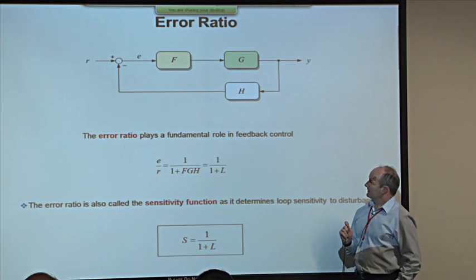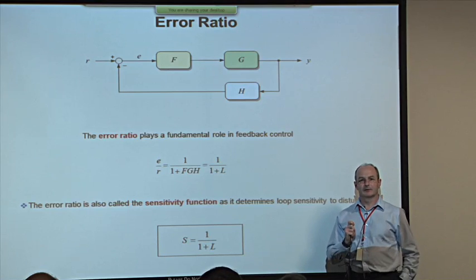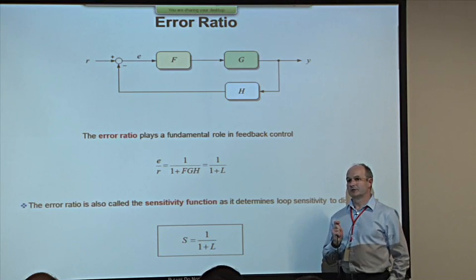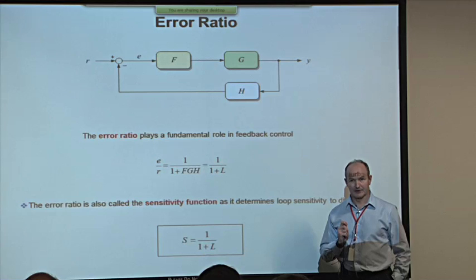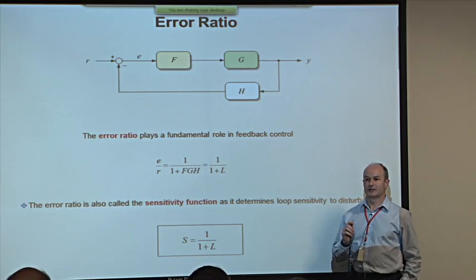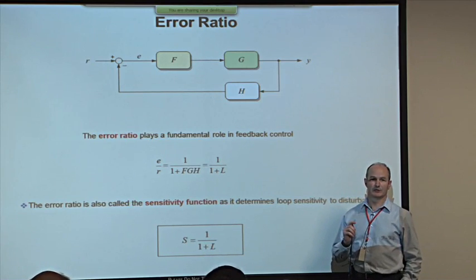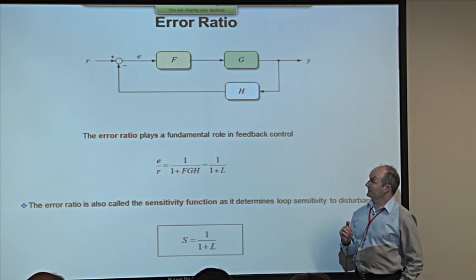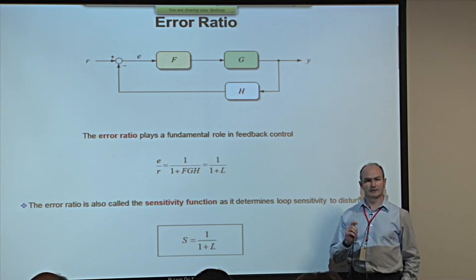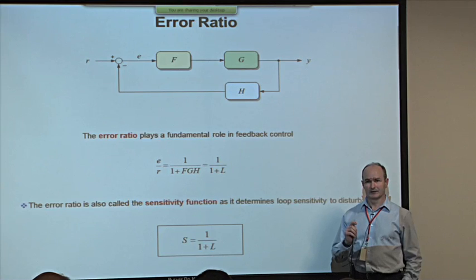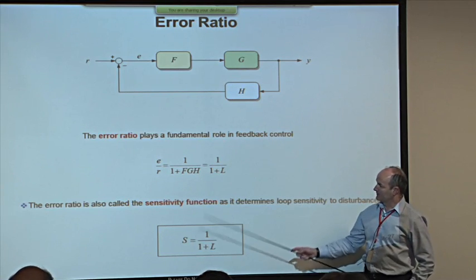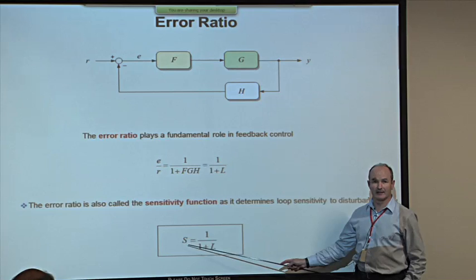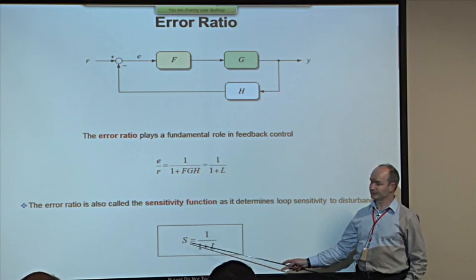It's perhaps the most important transfer function there is when it comes to evaluating feedback performance. And it turns out that this is the one that tells us about the ability of the loop to reject disturbance, disturbances being noise or changes in load or parameter variations or anything else. This is called the error ratio, and it's also called the sensitivity function. It's given its own symbol: the uppercase S is used for this function.